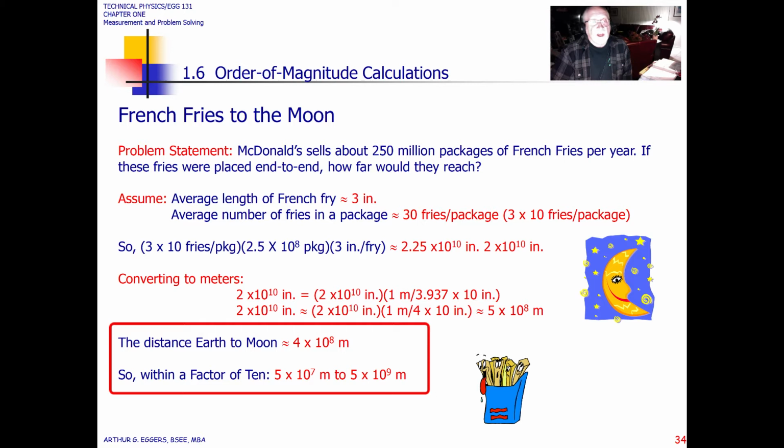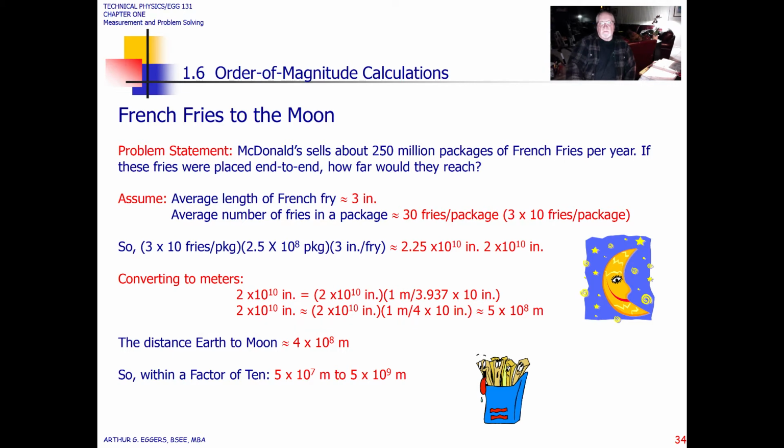Now, we go to our table and look up the distance from the Earth to the Moon, and it ends up being about 4 times 10 to the 8th meters. So, within a factor of 10, 5 times 10 to the 7th meters to 5 times 10 to the 9th meters would end up being our total distance.